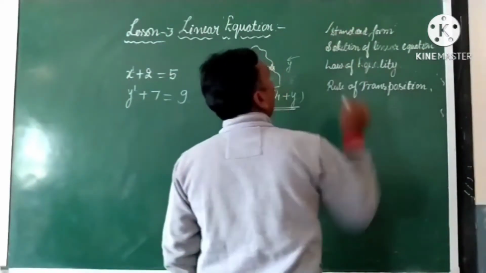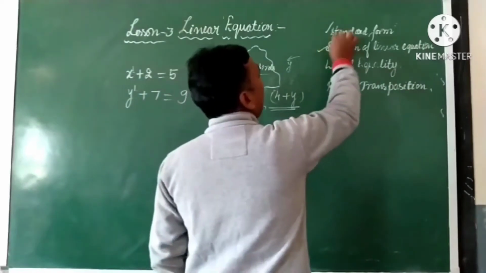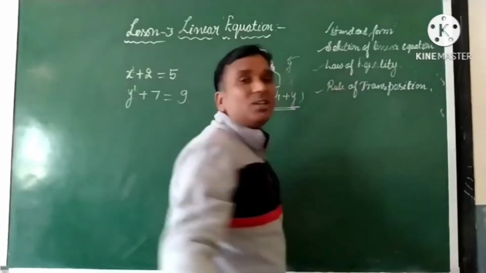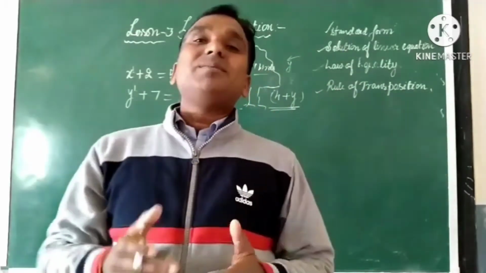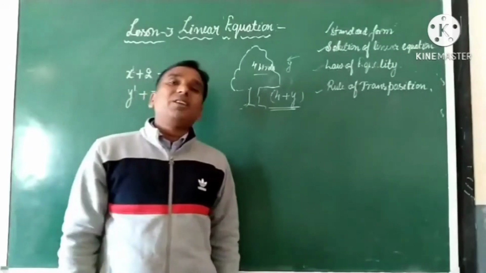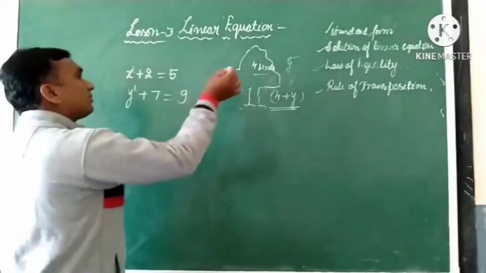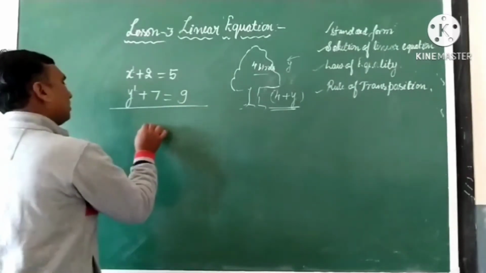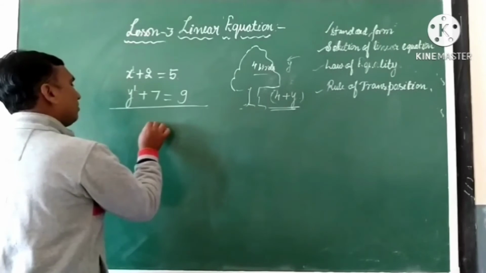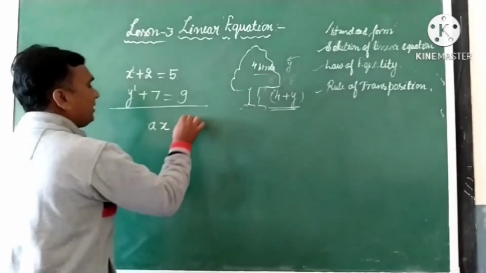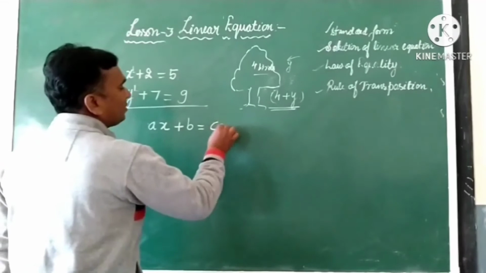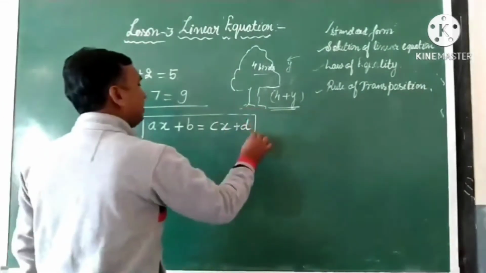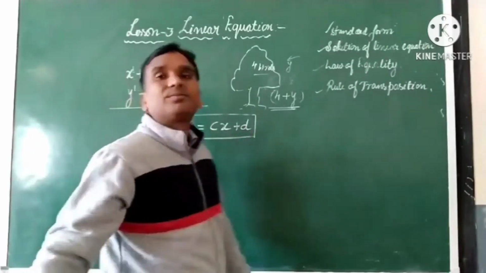What is the standard form of linear equation? What is the solution of linear equation? Law of equality, rule of transposition. These are some topics related to linear equation. First, what is the standard form of linear equation? Its standard form is ax plus b equal to cx plus d. This is a standard form of linear equation.